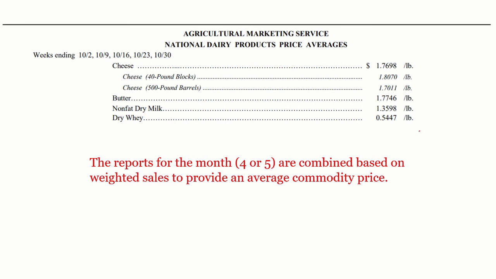They're going to do this for butter, block cheese, barrel cheese, whey, and non-fat dry milk. Then these get weighted together, and there are either 4 or 5 weeks, depending upon how many Saturdays are in the month. Then they report back out: this is the price of cheese, this is the price of butter, this is the price of non-fat dry milk, and this is the price of whey. That is what is reported in the component prices.